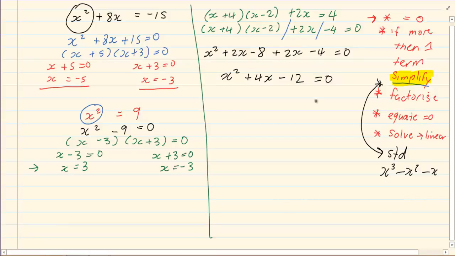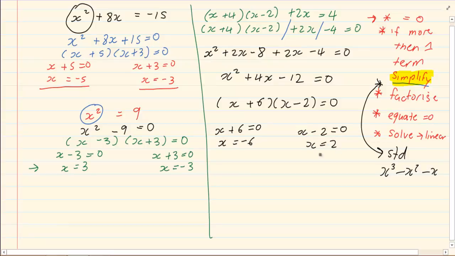Now what factorizing concept would I use here? I would use trinomials, which is x. We have 6 and 2 as factors of 12, plus 6 minus 2. So we have x plus 6 into x minus 2. Then we equate each bracket to 0. We have x is equal to minus 6, x is equal to 2. We are solving using linear concepts.